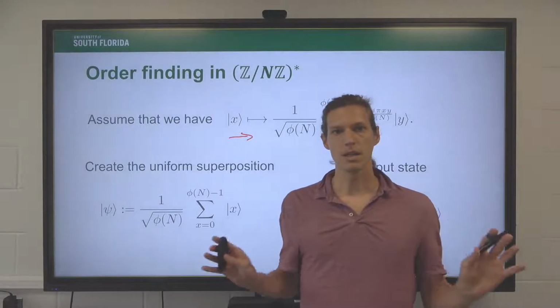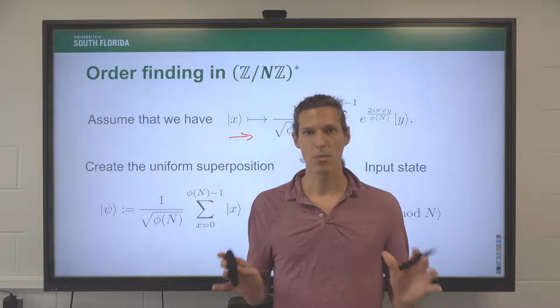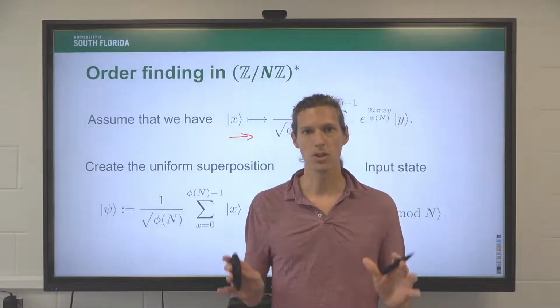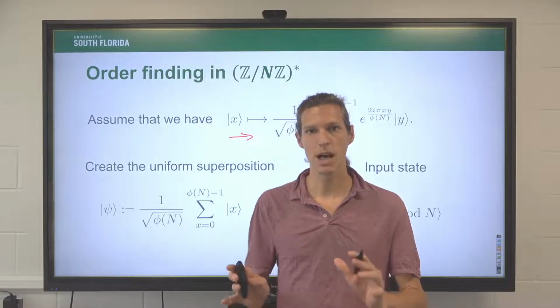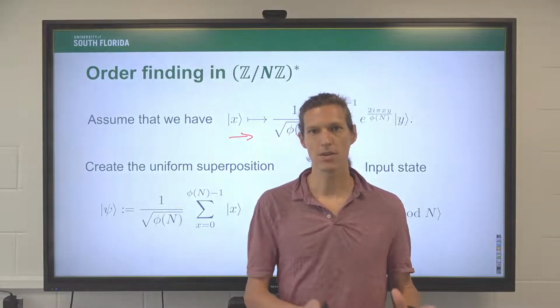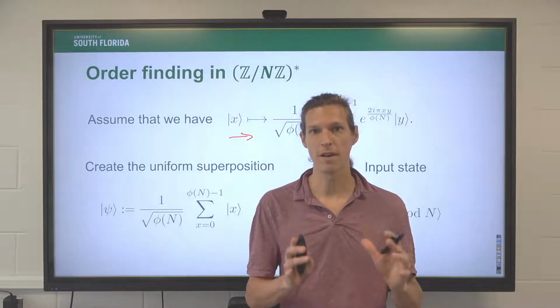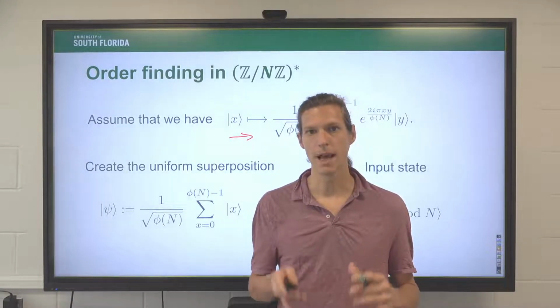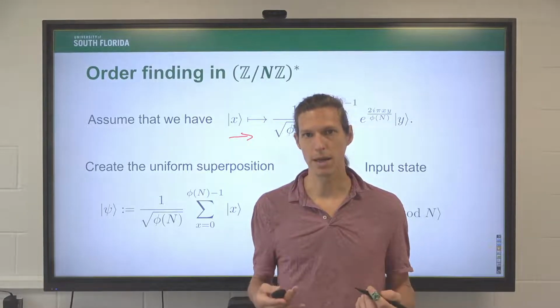Now, here is the way we're going to organize this lecture. First, we will discuss the problem of finding the order modulo n when we know phi of n. And then we will see how the same circuit allows us to find the order modulo n when phi of n is unknown. Now, phi of n is the cardinality of the group of units mod n.